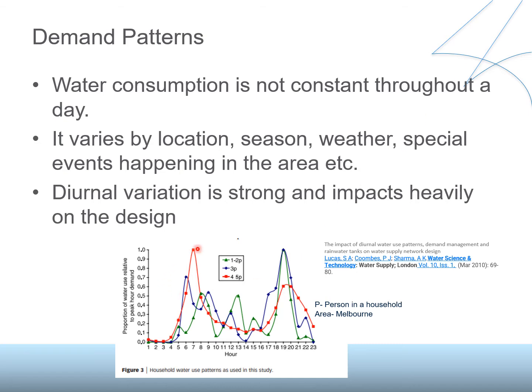From the figure, we can see the peak demand lasts only for a few hours, right? If you see here, the red one is only about 7 to 8, and for the blue and green also only for a couple of hours. So that means we are underutilizing the system, and we need to design the system that can provide water during the peak hours.